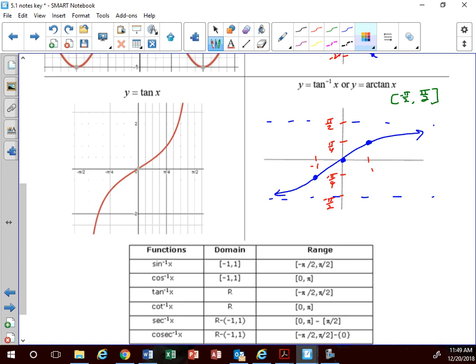Alright guys, when I write this, I've got negative pi over 2 to pi over 2. These are asymptotes. I'm putting brackets around it because when we answer questions about inverse tangent, we can use those values. But technically, if I asked you the range of this, they wouldn't be included. So for right now, we're going to use it with brackets just because those are going to be answers that are available to us. Okay? All right, I'm not going to make you graph the other three.